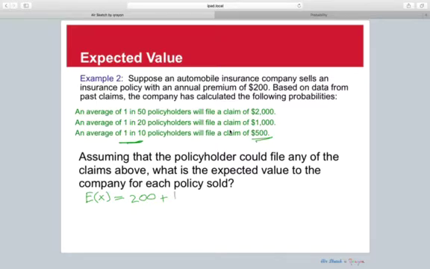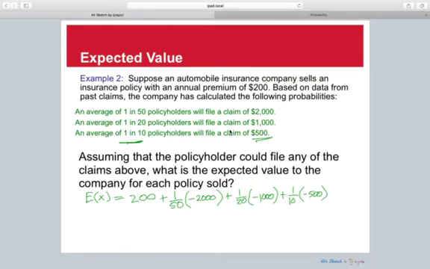There's a 1 in 50 chance that a customer will file a $2,000 claim, which would be negative money for the company because they have to pay that out. And then I'll account for the others. There's a 1 in 20 chance, so 1 in 20 is my probability, times the outcome that they have to pay out a $1,000 claim. And finally, there's a 1 in 10 chance that they have to pay out a $500 claim.